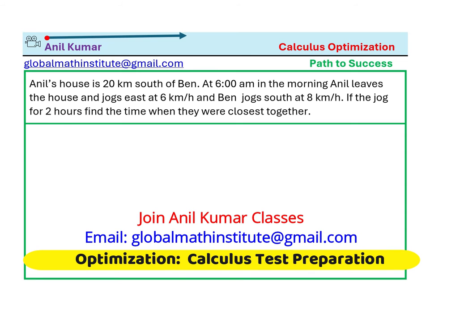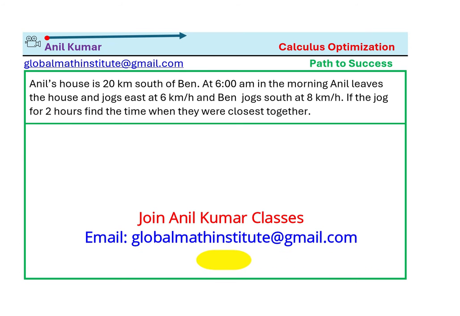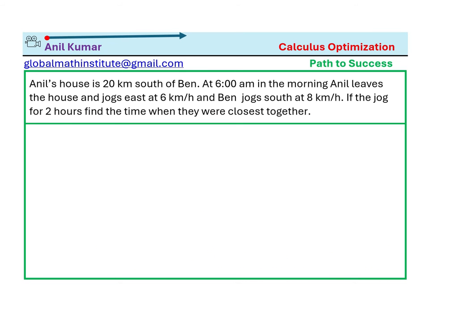Anil's house is 20 kilometers south of Ben. At 6 a.m. in the morning, Anil leaves the house and jogs east at 6 kilometers per hour, and Ben jogs south at 8 kilometers per hour. If they jog for 2 hours, find the time when they were closest together. You can pause the video, answer the question.